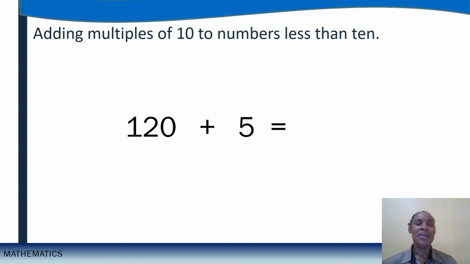Look at the number 120. What digit do you have in the ones place? Yes, we have 0 in the ones place. And if we add 5 ones to 0 ones, we will get 5 ones. So boys and girls, 5 added to 120 will give us 5 in the ones place.